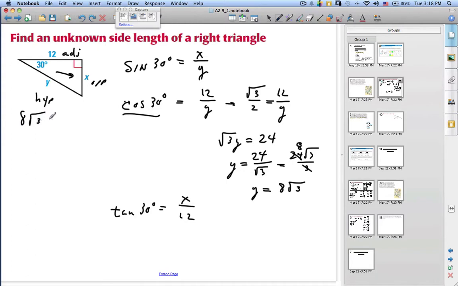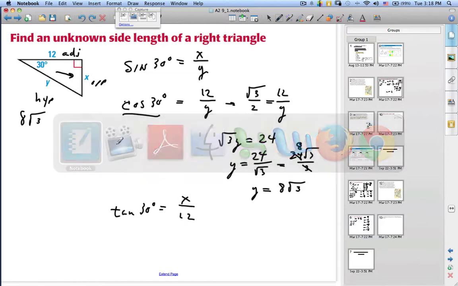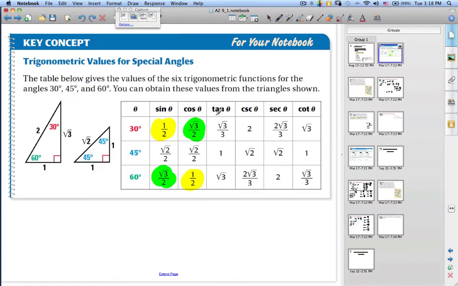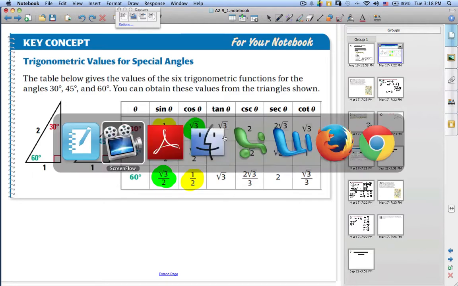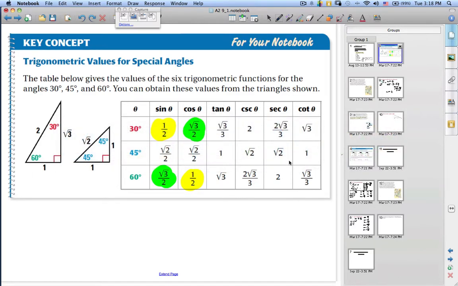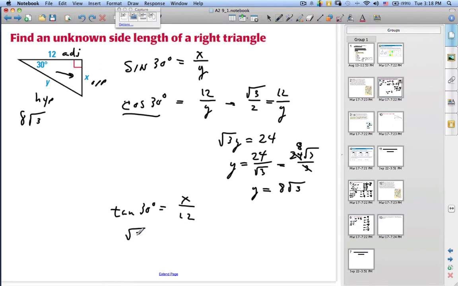8 radical 3. Okay, if I do the tangent, I can go back and find the same sort of thing. So I see tangent is root 3 over 3. So then I know root 3 over 3 is equal to x over 12. So I know that 3x would be equal to 12 radical 3. If I divide both sides by 3, x would be equal to 4 radical 3. So this would be 4 radical 3.